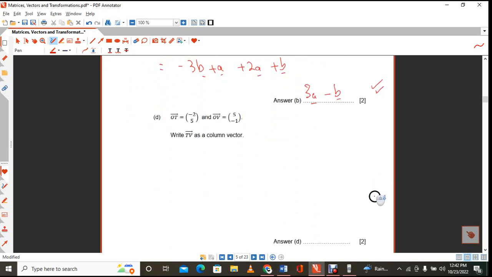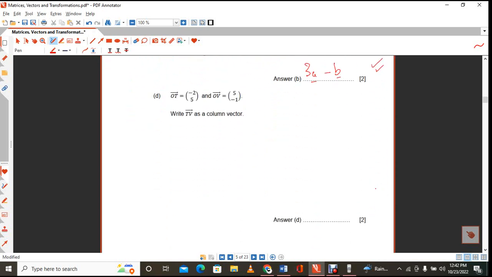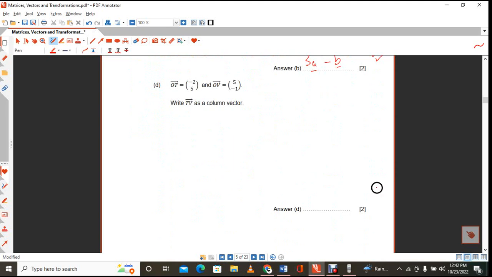Right, they are saying you are given here position vectors. So anything that starts from the origin, they are called position vectors. Okay, starting from the origin. So when you're given a displacement vector like TV, we call it a displacement vector. How do we calculate TV?